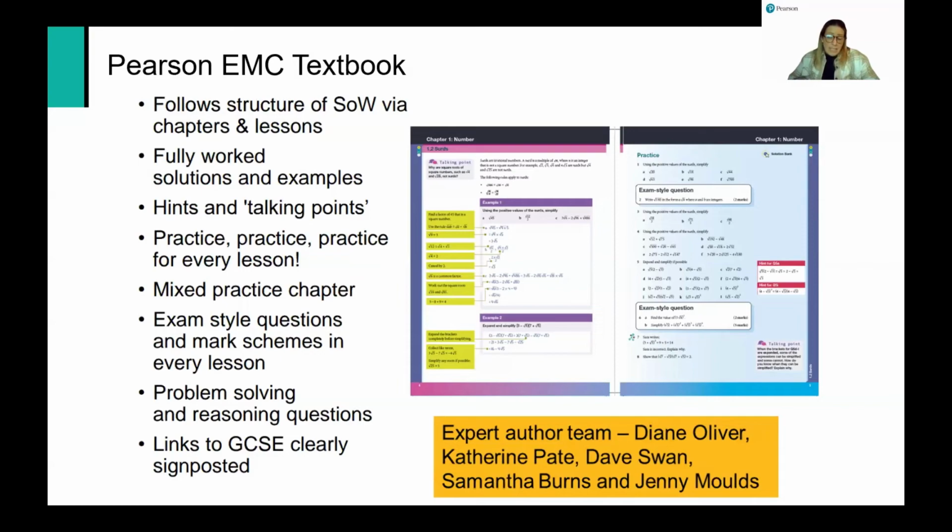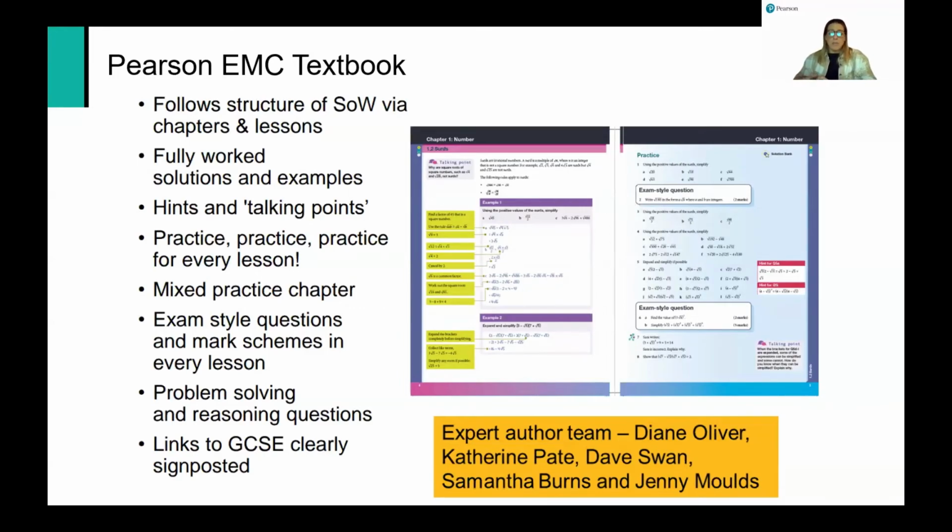There is so much practice, which was something we heard from teachers. We just need lots of practice for every lesson. So you can see on the right-hand side, after they've looked at manipulating those surds, there's a lot of practice for them to get their teeth stuck into. There's hints in case they're getting stuck. There's exam style questions, and the examiners that are writing the exam papers have also fed into and written the textbook as well. So we've got great confidence that the people writing the textbook are the people writing your examination questions as well.